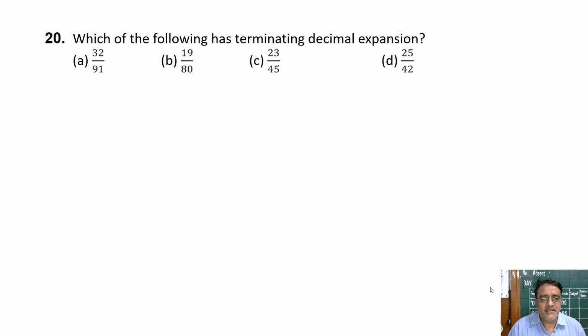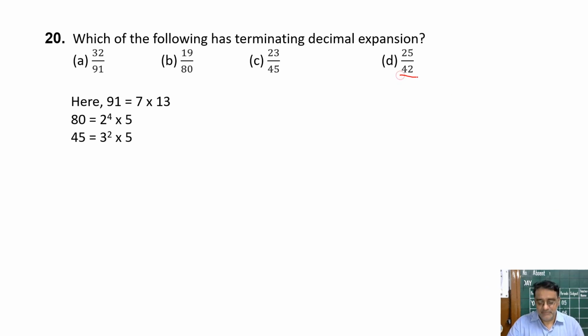So let us find the prime factorization of 91 first. 91 का है 7 into 13 and 80 is 16 into 5. So 2 to the power 4 into 5. 45 is 9 into 5. So 3 to the power 2 into 5. And 42 is 6 into 7. So 2 into 3 into 7. So out of all these denominators, which denominator is in the form of 2 to the power m into 5 to the power n? 19 by 80.